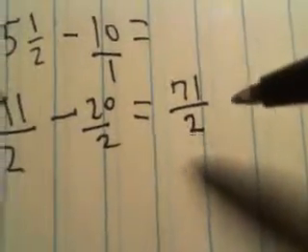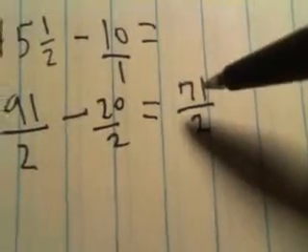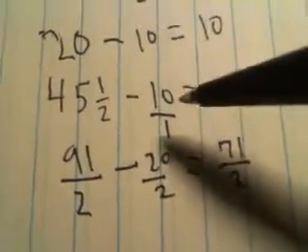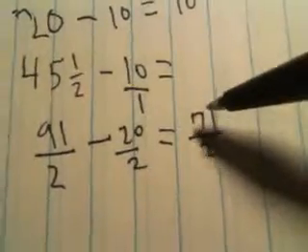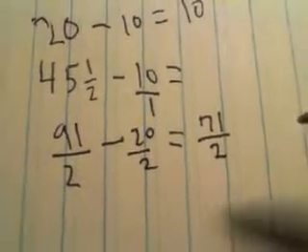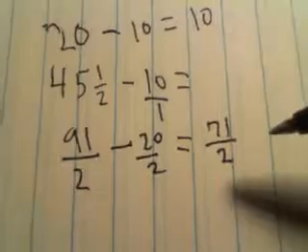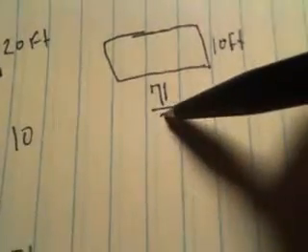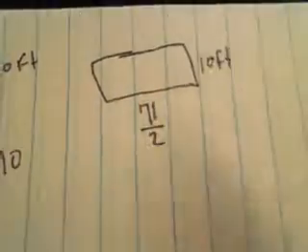Now if you want, you can convert this into a mixed number. I personally like using fractions, so I'm going to go ahead and leave this as a fraction. That's my personal preference. So here we have 71 over 2. I'm going to write it over here. So now we have the length of the swimming pool and the width. The width is 10, the length is 71 over 2. So we know the dimensions.